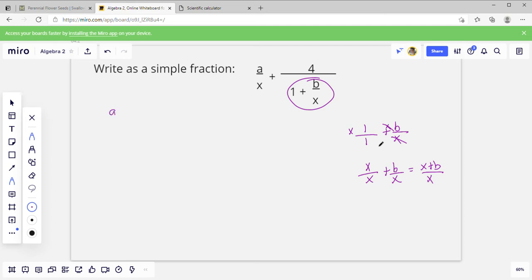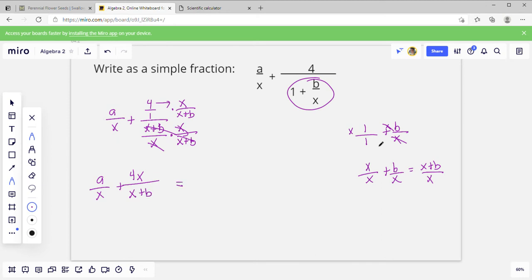So now I have a over x plus 4 over x plus b over x. Still, we got to get rid of this. So we're going to flip and multiply and do that on the top. Alright, all this cancels out. Now we have 4 times that. Now we got to remember that this 4 is really 4 over 1. So we leave our a over x and we do 4 times x, which would be 4x. And then our bottom would be 1 times x plus b.